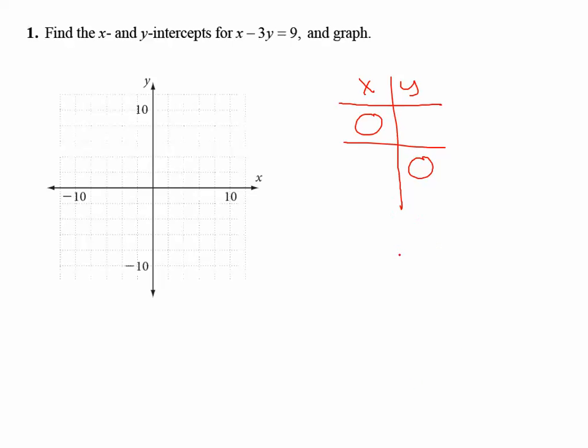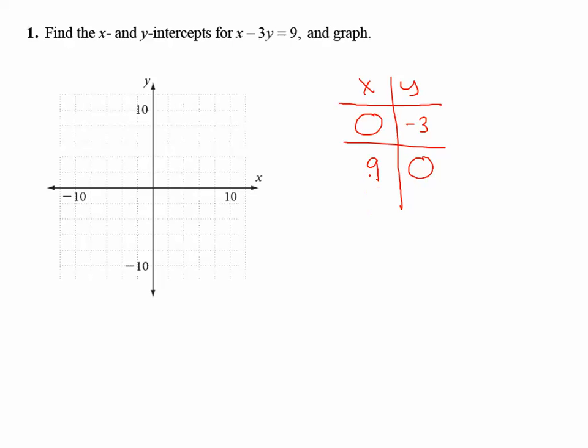Can we actually do this in our heads? If 0 goes in for the x, what would y have to be? 3. Or -3. Negative 3. Cool. So then if 0 goes in for the y, what would x have to be? 9. Everybody okay with 9? 0 goes in for that one, that's a 9.